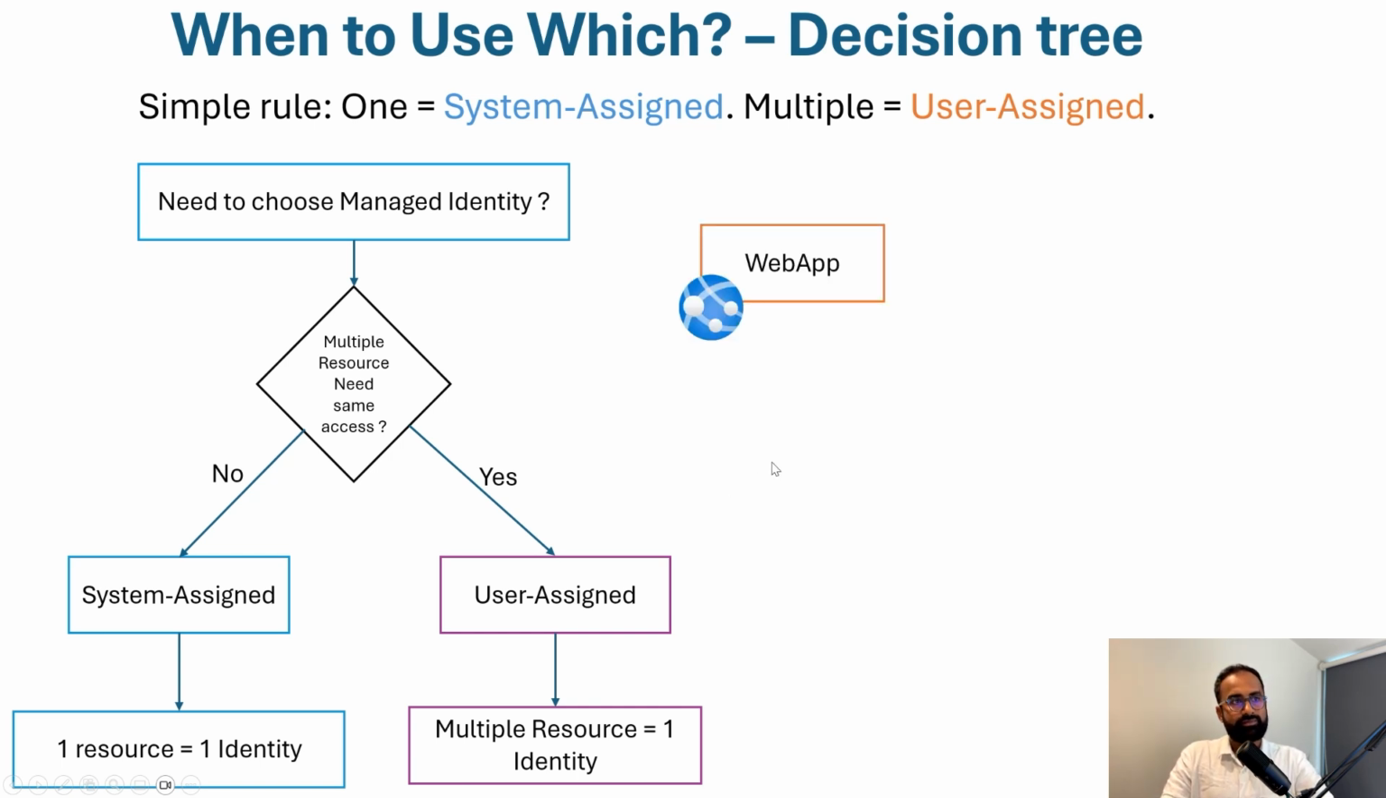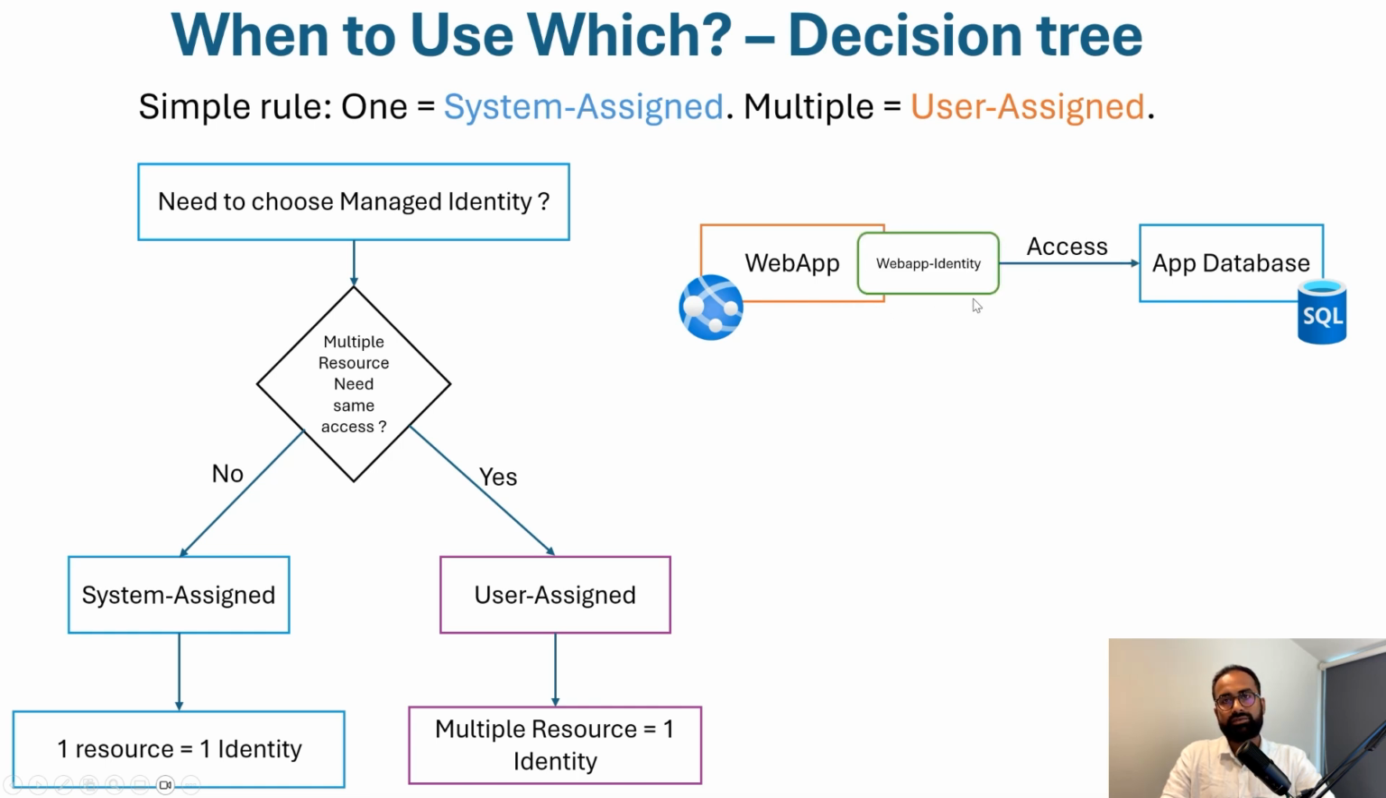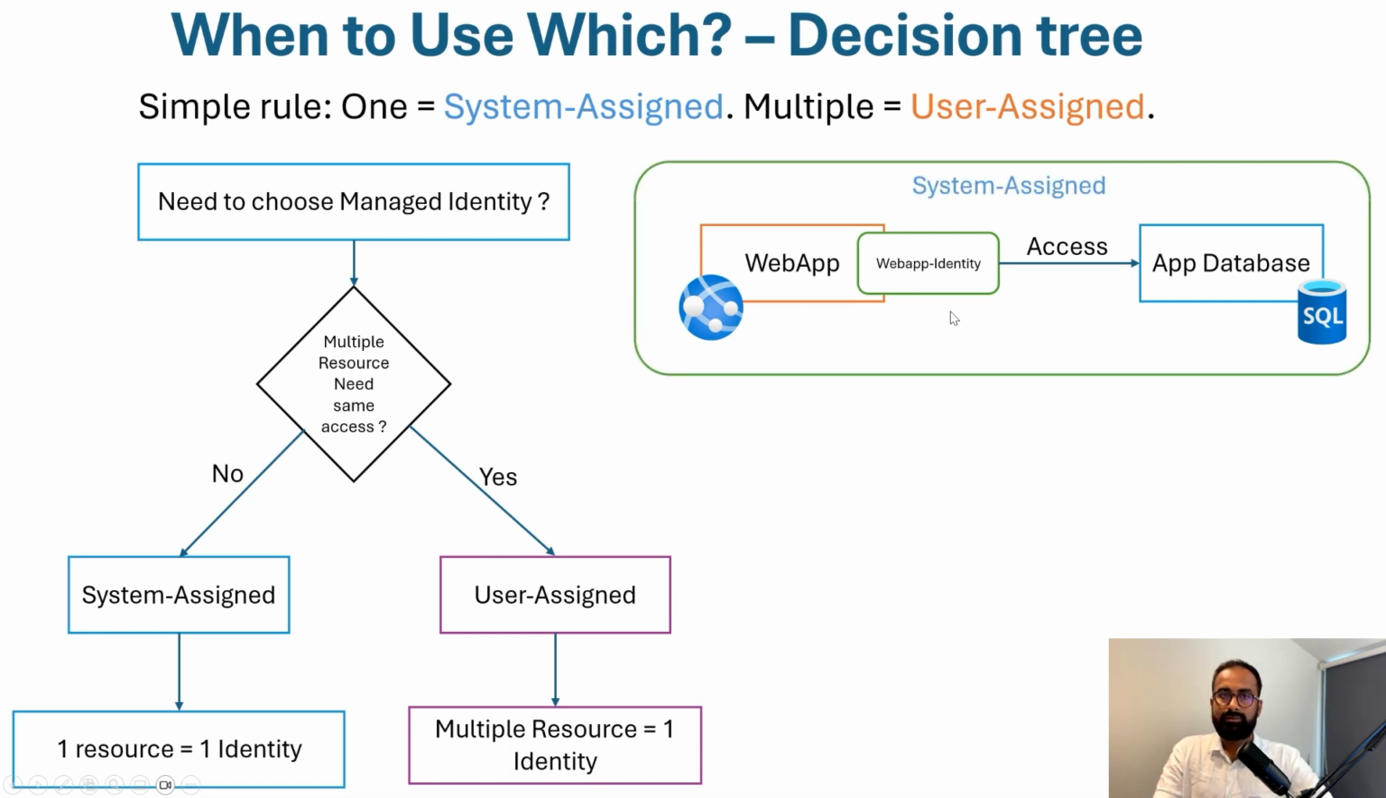Assume you have an Azure web app, and that needs to connect to the database where it has all the stored information and it wants to show in the web app. So it's like a one-to-one relationship here, right? In this case, you can create a web app identity and give access to the database, because only the web app needs access to the database. No other access is required in this case. So in this scenario, we go with system assigned managed identity.